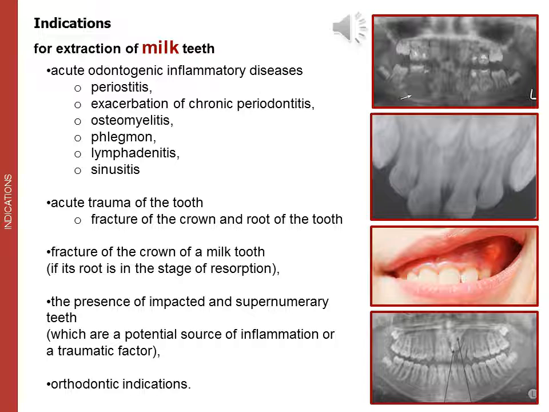Phlegmon. Lymphadenitis. Sinusitis. Acute trauma of the tooth, fracture of the crown and the root of the tooth, fracture of the crown of a milk tooth if its root is not in the stage of resorption, the presence of impacted and supernumerary teeth, which are a potential source of inflammation or a traumatic factor, and orthodontic indications.